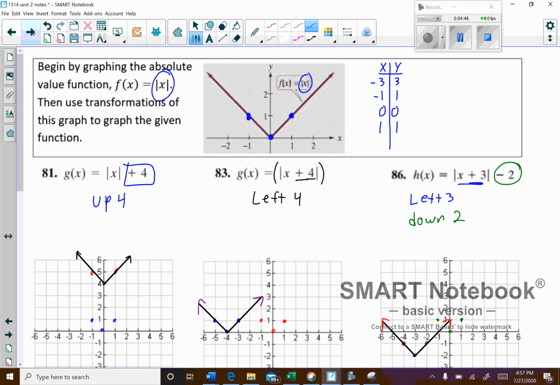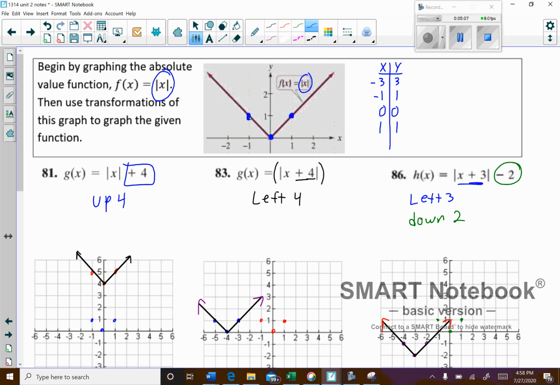Then let's see, we have our absolute value function. And so once again, the way you do it is no different. So up 4, left 4, left 3, down 2. And so this shape, it's a V shape.